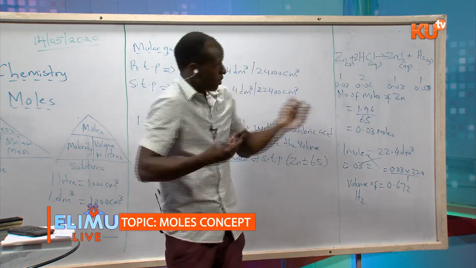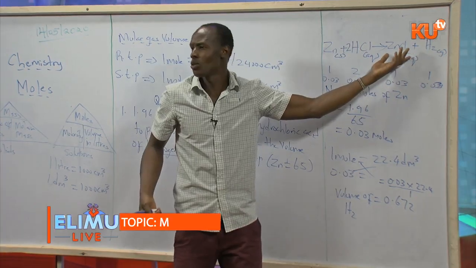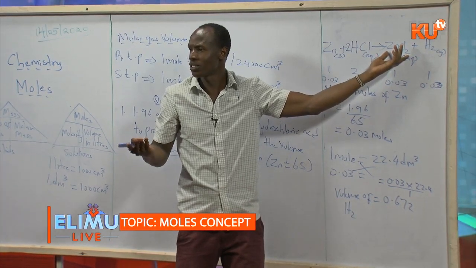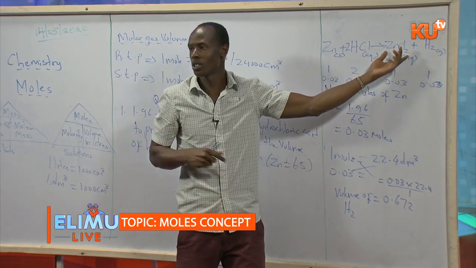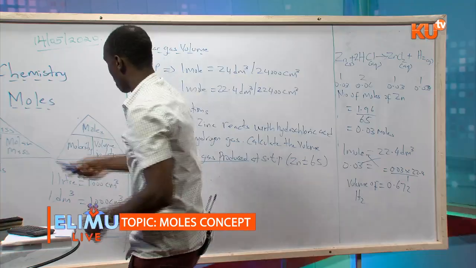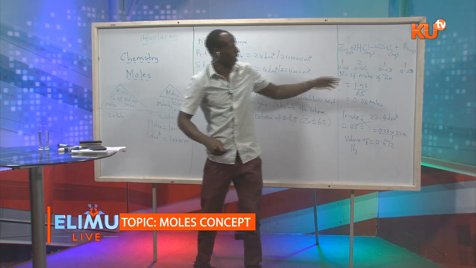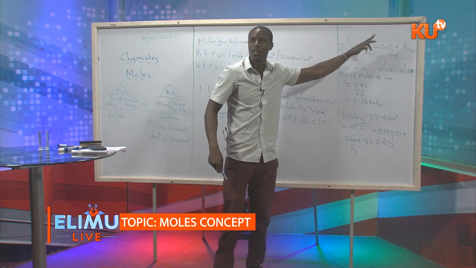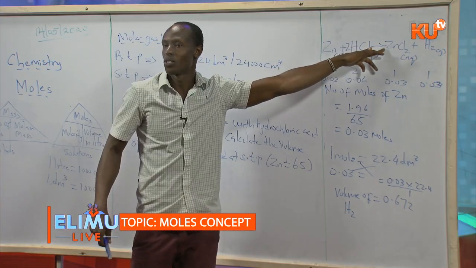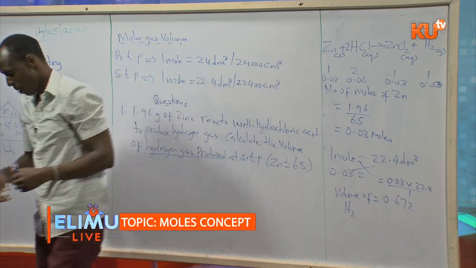Sometimes you can also be asked, what mass of zinc chloride was produced in grams? If you know the number of moles, you go back to the formula: mass is number of moles times molar mass. In that question, you'll have been given the molar mass of zinc and the molar mass of chlorine, so it will be easier to calculate the molar mass.